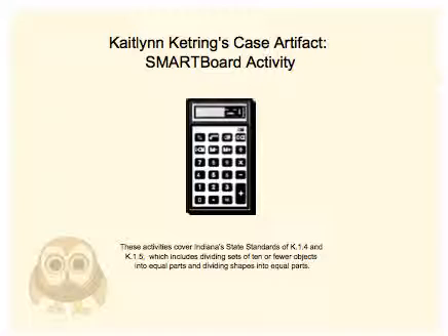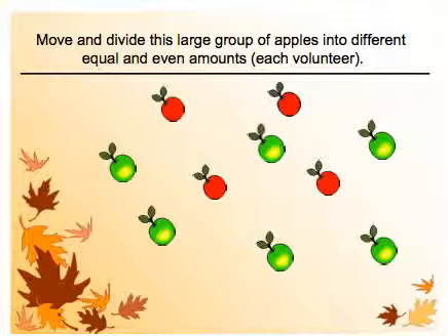So starting with the first example, since fall is upon us, I decided to create apples, and this example says, move and divide this larger group of apples into different, equal, and even amounts. And so each class you can have a different amount of volunteers and choose different numbers. You can either show them on the smartboard, or you can just have a piece of paper showing them how many you actually want.